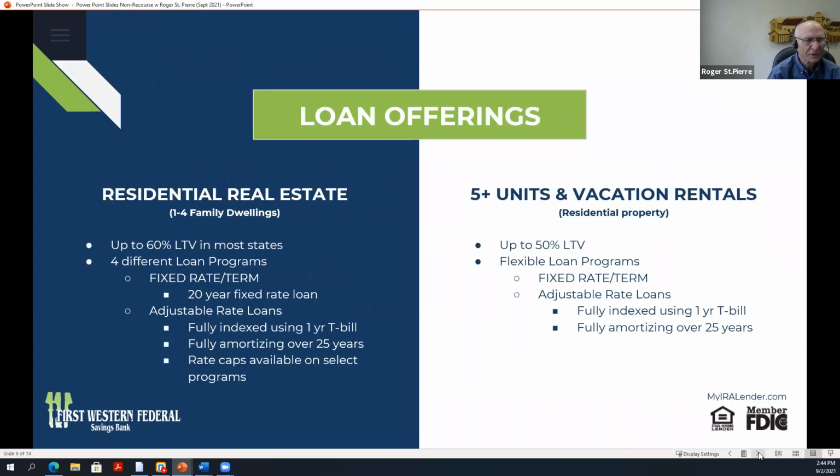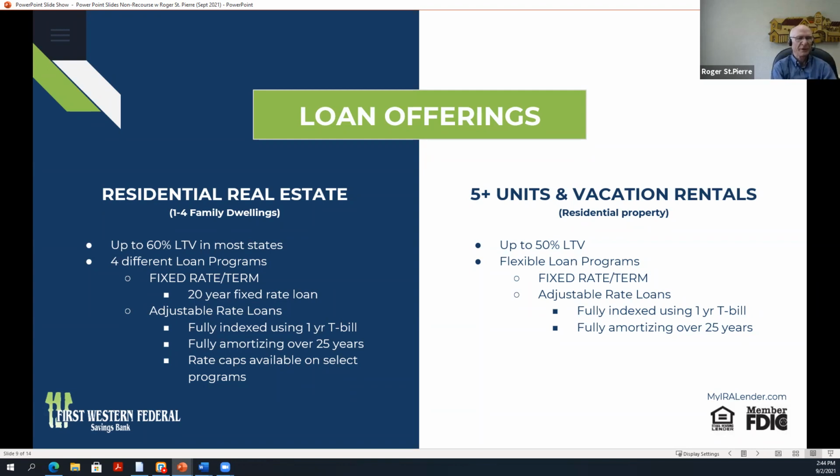This again touches on our LTVs. We do up to 60% on the left side of your screen. Typically, most states, 50% on vacation rentals. So if it's a long-term lease property, typically we're going to lend 60%. If we go to a short-term, nightly, weekly, we'll lend 50%. Same with commercials. So that's basically the LTVs.